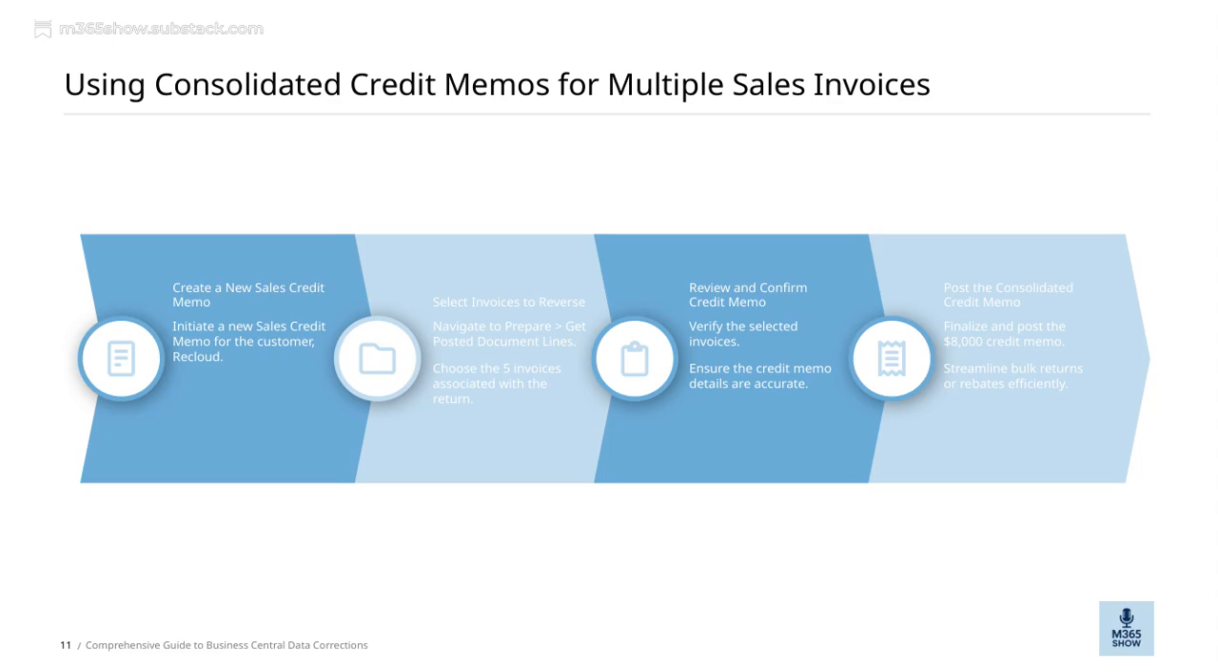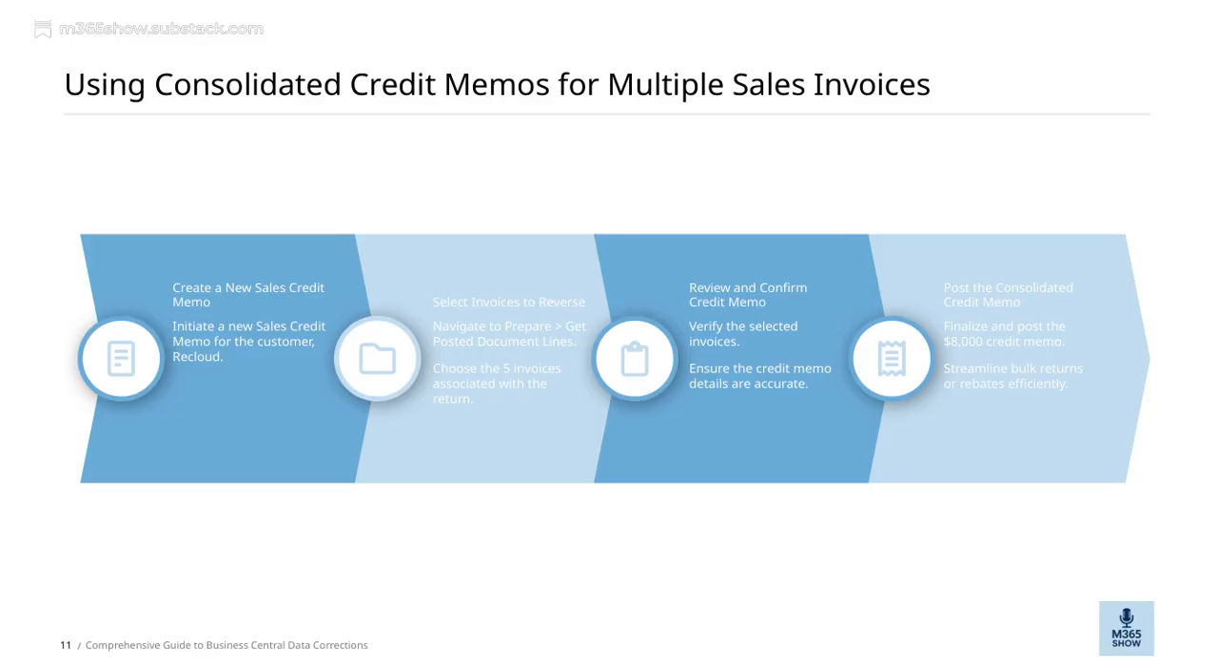Next, it's important to verify the selected invoices before posting. We want to make sure all the details, including invoice numbers and amounts, are correct. Double-checking helps us avoid any discrepancies later on. After confirming the accuracy, we review and confirm the credit memo.